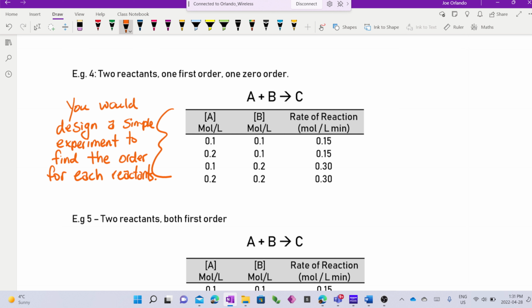Interesting. So let's take a look here. In this case, you'll note when I did the first trial, how did I set it up? The first time I went to do this, I took my A and I mixed it, and what concentration did I mix A to? 0.1 molar. Great, and I took B and I mixed it, and what concentration did I mix it to? 1 molar. Great, when I put them together, what was the rate of the reaction? 0.15 molar. Awesome.